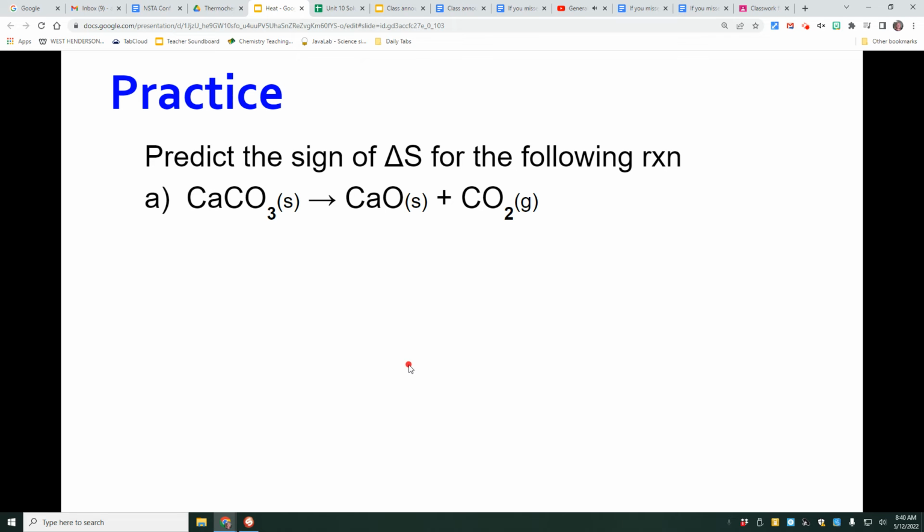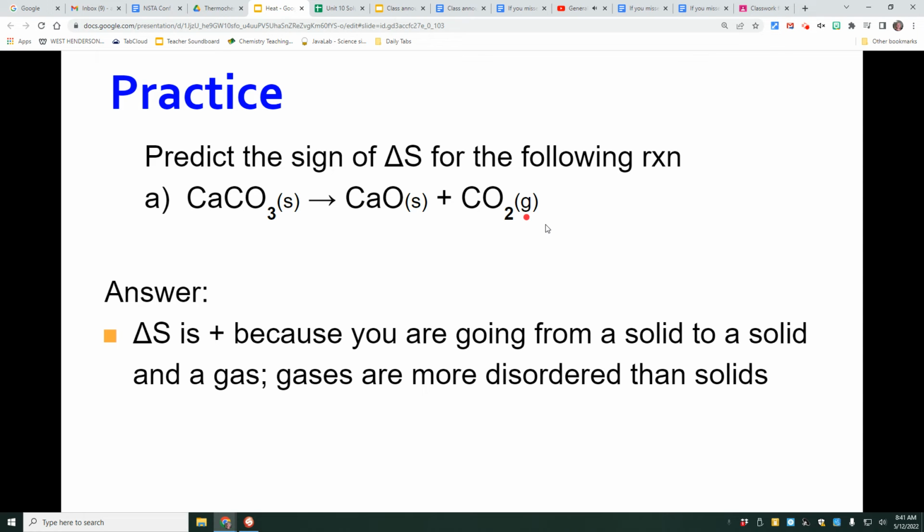Okay, so we're going to try and predict the sign of delta S for this reaction. In this particular case, one of the things that we want to notice is our states of matter. So I have a solid going to a solid and a gas. Well, what's happening here is we are headed towards more disorder. Solids have a whole lot of order. And here we're going to a solid and then a gas. Gases are way more disordered than solids. So in this particular one, delta S is going to be positive because our disorder is increasing. And we're going from a solid to a solid and a gas. Gases are more disordered than solids.